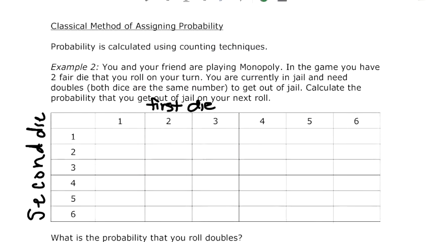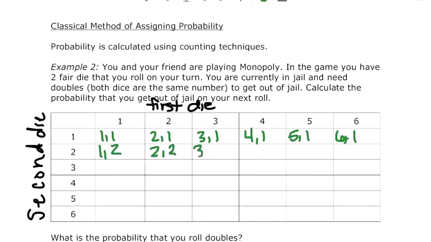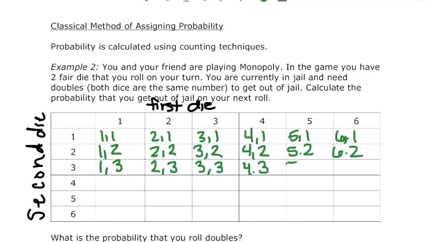For example, we could roll a 1 and a 1. We could roll a 2 and a 1, a 3 and a 1, a 4 and a 1, a 5 and a 1, or a 6 and a 1. Then we roll a 1 and a 2, a 2 and a 2, a 3 and a 2, 4, 2, 5, 2, and 6, 2. Then we have a 1 and a 3, a 2 and a 3, a 3 and a 3, 4, 3, 5, 3, 6, 3.